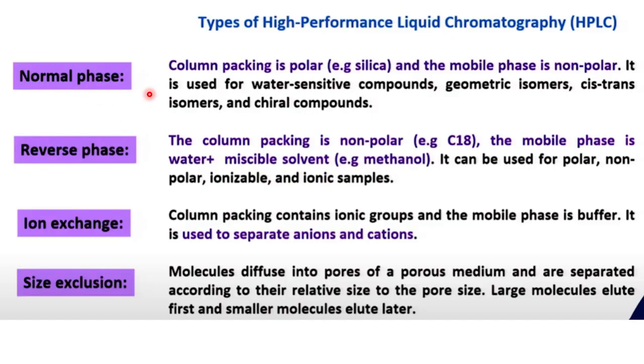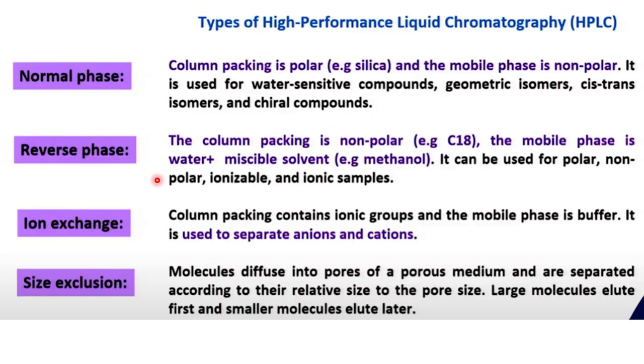First is the normal phase, where the column packing is polar, so the solid material inside the column is polar in nature, for example silica, and the mobile phase that is used is non-polar in nature. It is used for water-sensitive compounds, geometric isomers, cis-trans isomers, and chiral compounds.